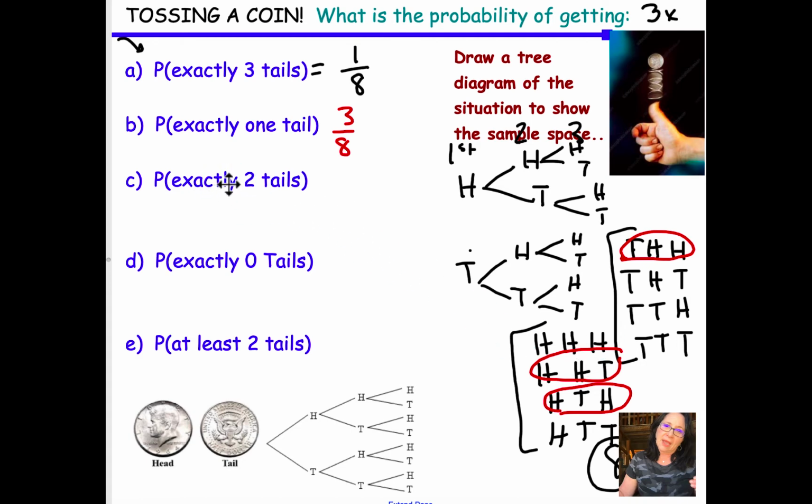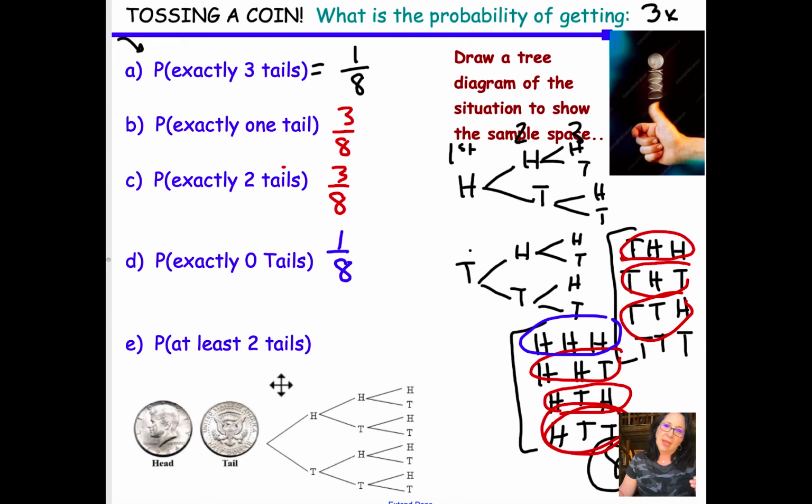Exactly 2 tails. Well, that's just exactly the same thing, right? Exactly 2 tails. Let's see. We've got one here, 2 tails. We have 2 tails. We have 2 tails. Also 3 out of 8. The probability of getting no tails, well, if I don't have any tails, then I have all heads. And the probability of that is just 1 out of 8.